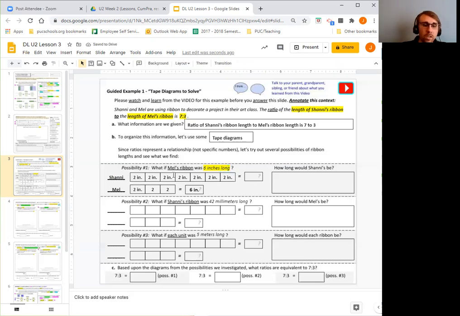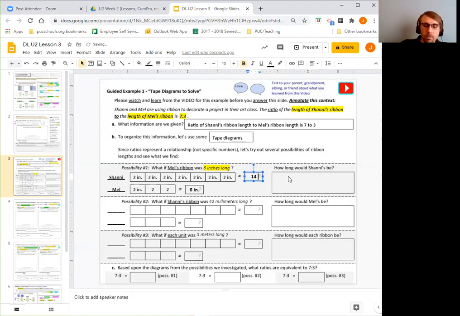And if I combine all these sets of 2 inches, there's 7 of them, 7 sets of 2 gives us what? Hopefully you got 14. So I'm going to put 14 inches. I'm going to erase the period. So 14 inches. So how long would Shani's ribbon be? If Mel's ribbon was 6 inches long, then Shani's would be 14 inches. Okay, so there is our response for the first possibility.